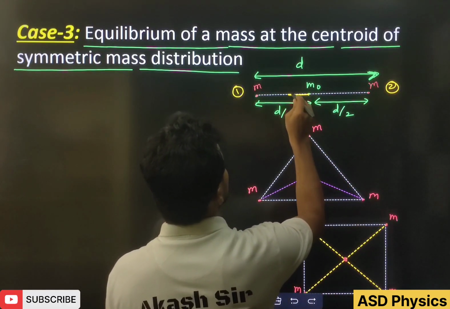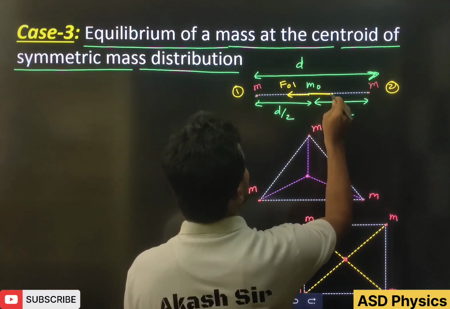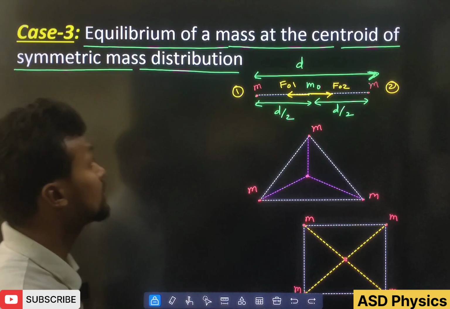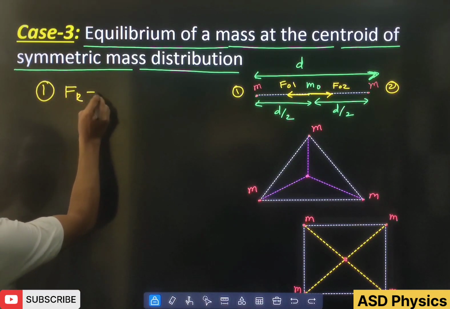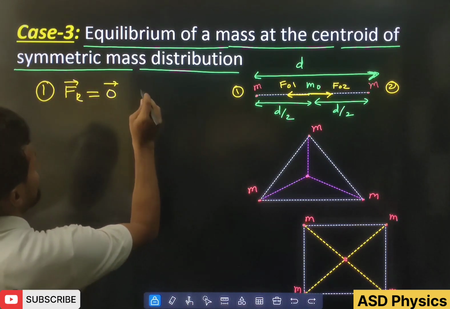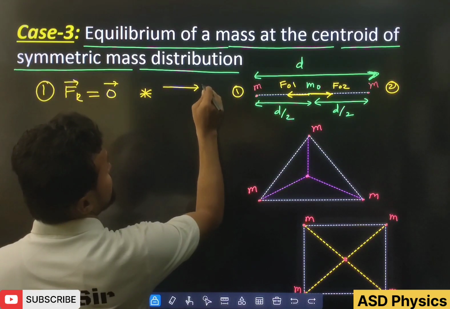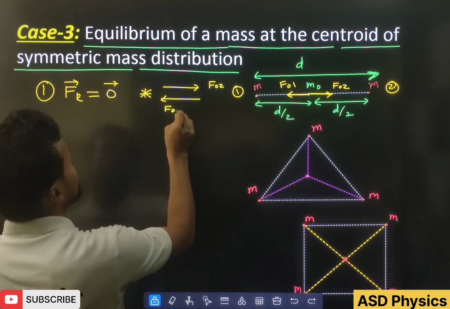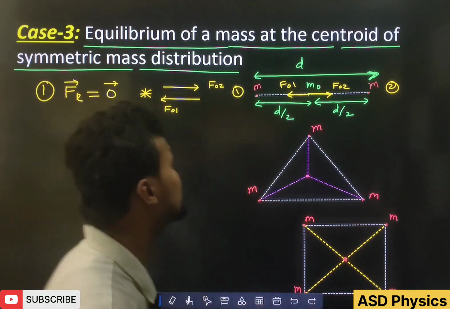So one force in this direction, attractive, I can write here F01, and one force in this direction, attractive, F02. And what will happen? This will cancel out. So the resultant force at the centroid will be 0. Why? Because these vectors, this F02 and this F01, are in opposite directions, they will cancel out. Opposite vectors.